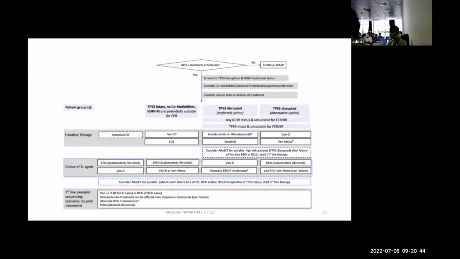This is the latest BSH guideline from NICE. This is the NICE recommendation. And you see that if it is TP53 intact, IGHV mutated, you have data from the CLL8 study and the MD Anderson group that FCR is better. We'll discuss that. And we have obinutuzumab. But once the TP53 is disrupted, it is mutated or 17p deleted, it is always a novel therapy.